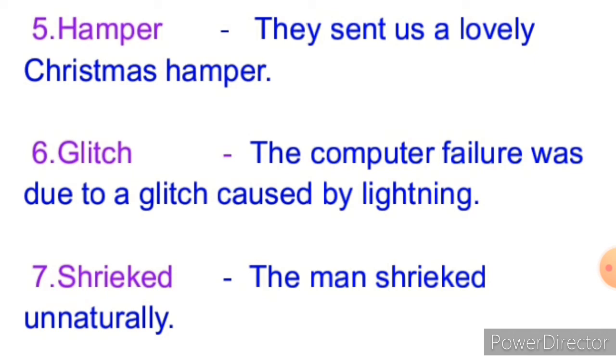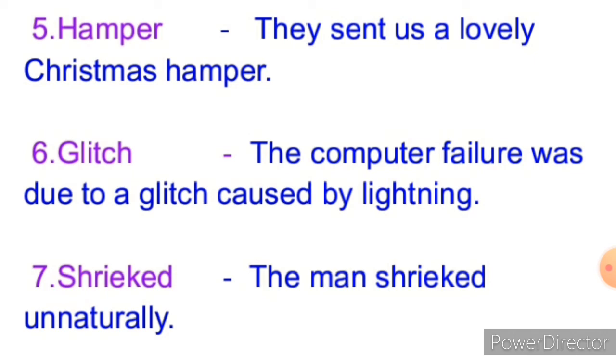A fault happened in the computer that was caused by lightning. Here the word glitch represents a fault in a machine that prevents it from working properly. So how can we frame a sentence using the word glitch, meaning a fault that happened in a machine? The computer failed. Why? Because of a glitch. A glitch is a fault that happened in the machine, caused by lightning.